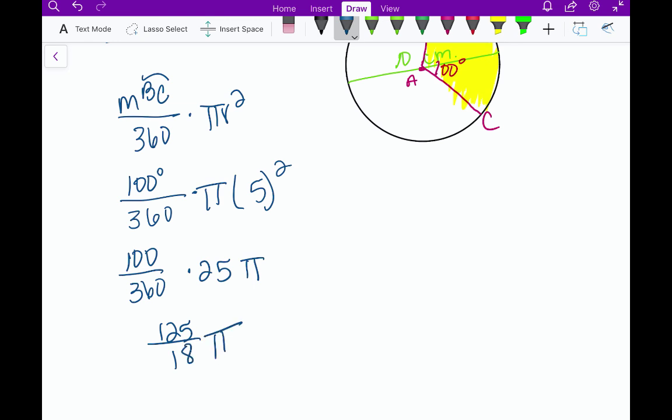And that is an exact answer. That's how I want to see your answer. And then be sure that you understand that this is area, so we would do centimeters squared, because that was our unit, and area is squared.